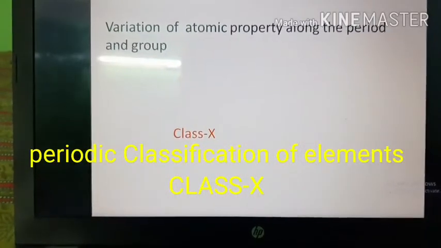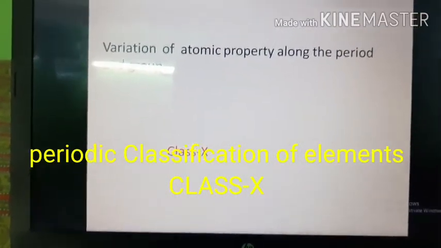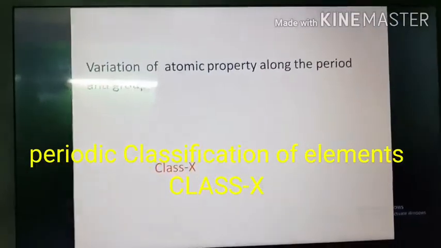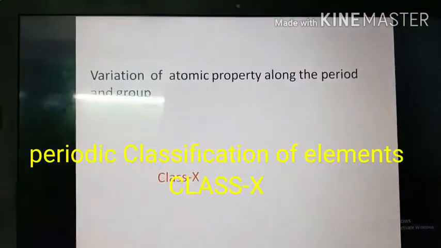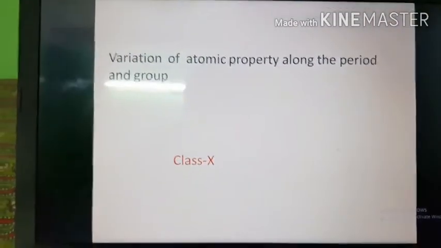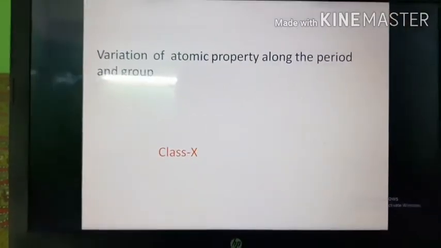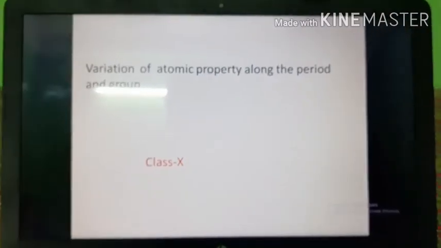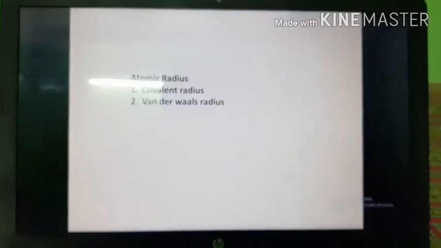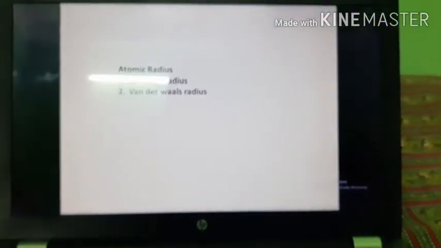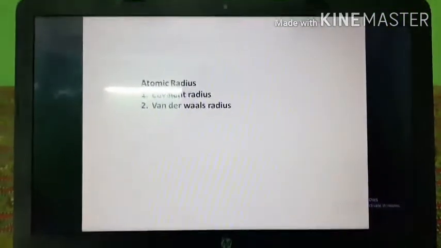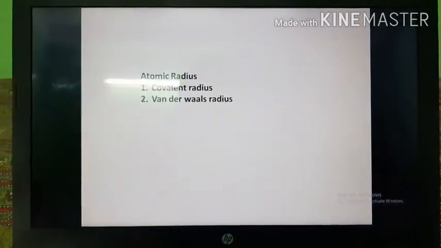Hello students, today in this video we will be discussing the variation of atomic property along the period and the group. So atomic property means first you have to read here the atomic radius. Okay, so atomic radius generally is of two types.